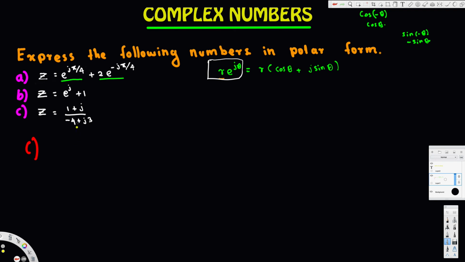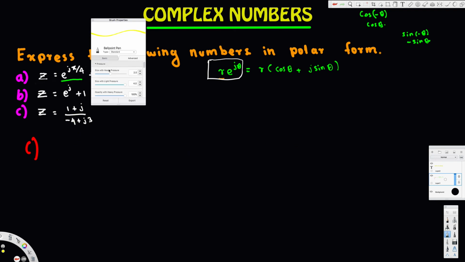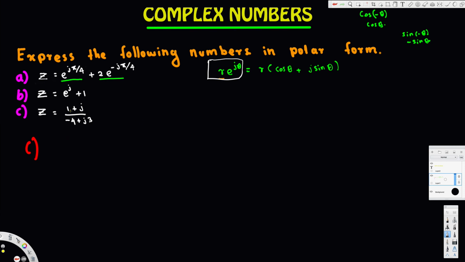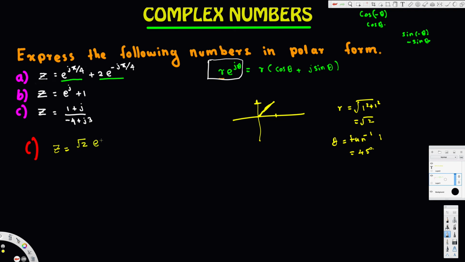So to convert this from rectangular to polar, first let's look at the top part in the graph. So one in the real part and one in the imaginary part. So let's say somewhere here, and we are interested in this distance and location. So this is going to be what? R is going to be 1 squared plus 1 squared, that's going to be square root of 2, and then theta is going to be tan inverse of 1, that's going to be 45 degrees. So z is equal to square root of 2 e power j 45. That's going to be the numerator. Now let's look at the denominator.